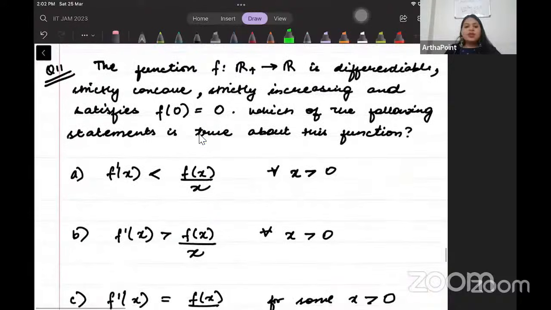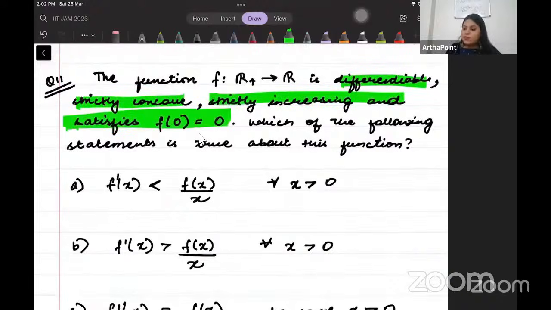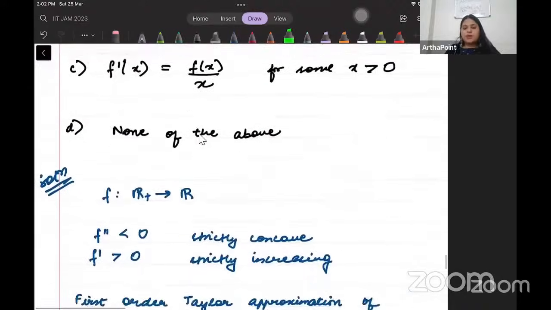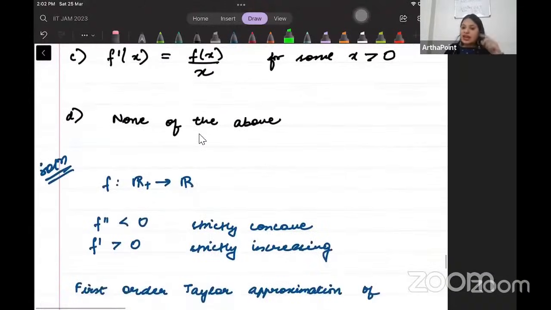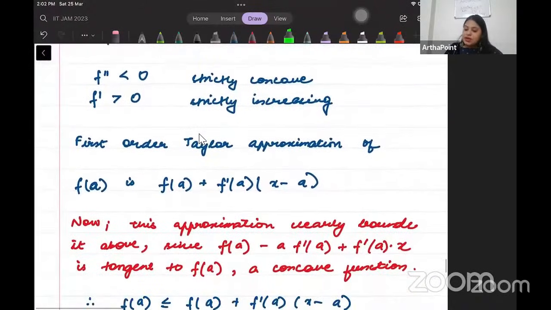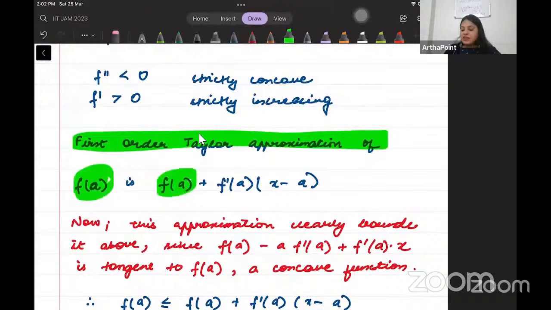Come to the next one. The function is differentiable, strictly concave, strictly increasing, and satisfies f of 0 is 0. Which of the following statements is true about this function? Okay. There are multiple ways to do this. I have done it using Taylor's approximation, but it is up to you what you want to use here. So what I have done is, look here. If I were to find Taylor's approximation of f at a, it is f of a plus f dash a into x minus a, right?